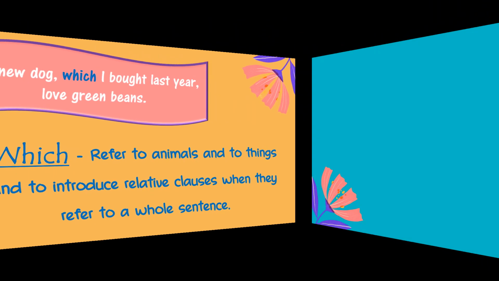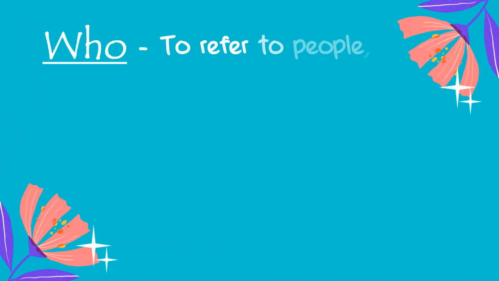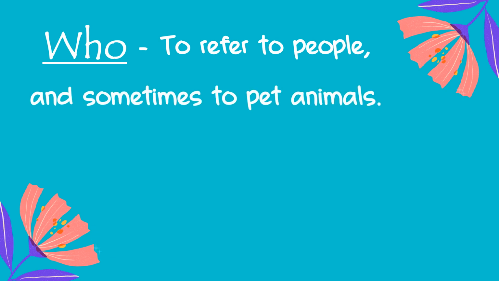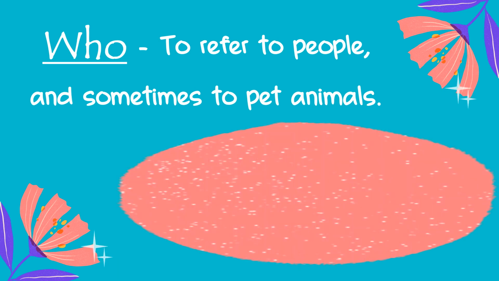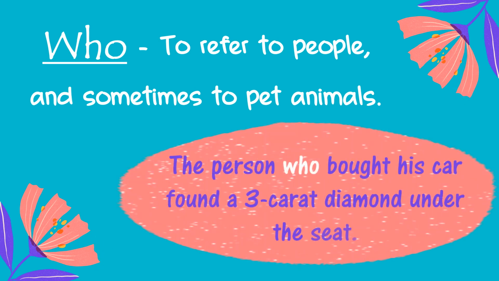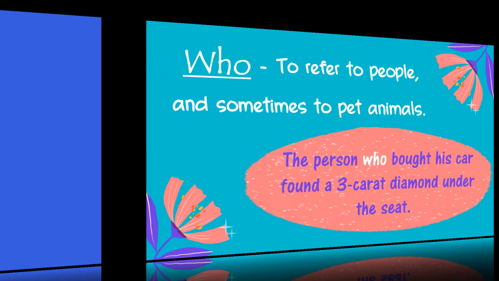So next we have who. It is used to refer to people and sometimes to pet animals too. For example, the person who bought his car found a 3-carat diamond under the seat. So here the relative pronoun who is showing the relationship between the clause bought his car with the noun the person. Understood? Then we have whom.